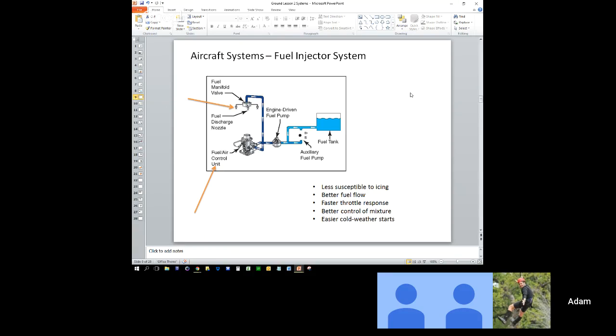You can also perform all the aerobatics you want, because it's similar to a pressure carbureted system. There's a fuel pump which provides constant fuel pressure, so you could flip the airplane and there's no gravity implications on the system itself, on the control unit.